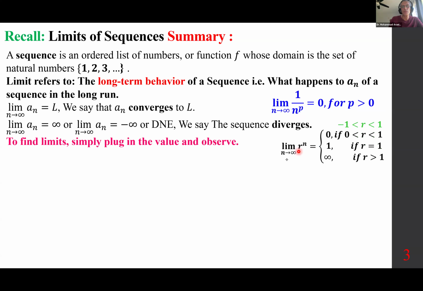The limit of r to the power of n as n approaches infinity depends on the value of the base r. If it's between -1 and 1, the answer is 0. If it's 1, it is 1. And if r is larger than 1, the answer is infinity.